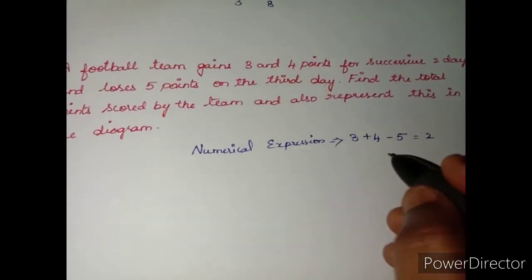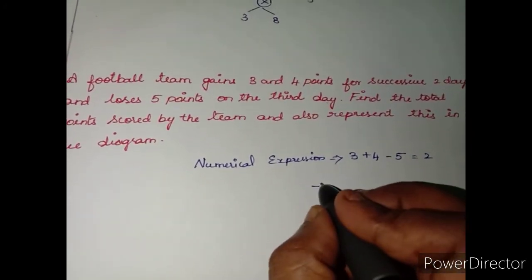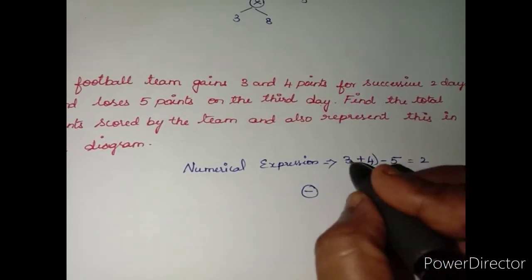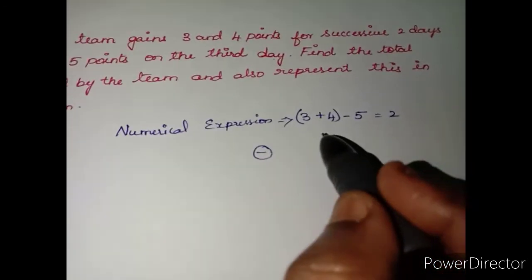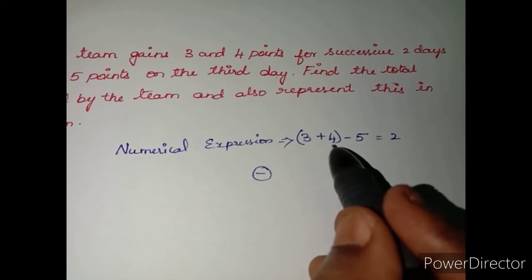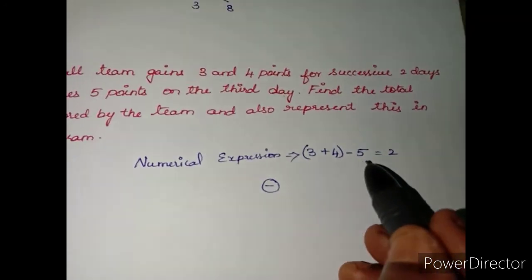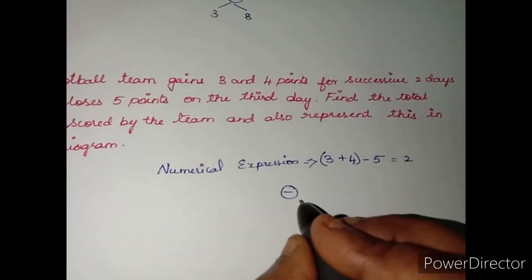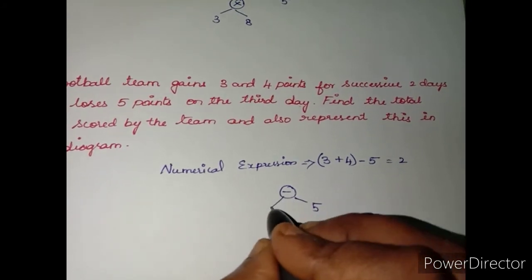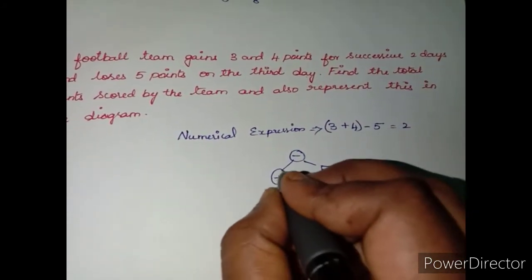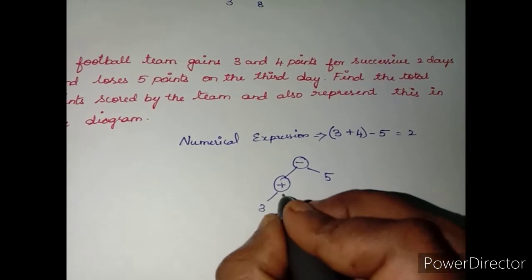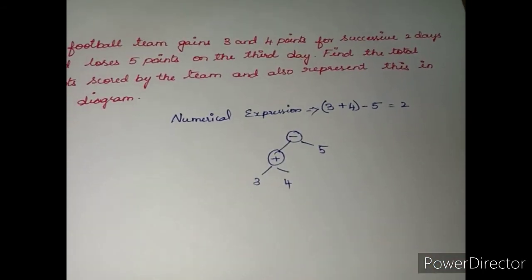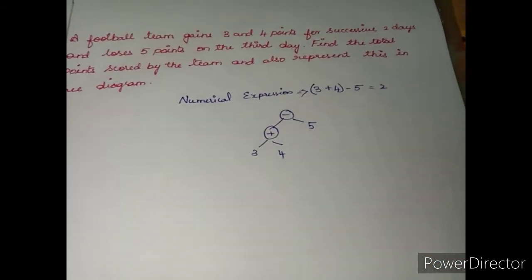So here, which will be the main operation? Subtraction. Okay, so why am I putting it here? These two, they have won. This one, they have lost. Okay, so 5, plus 3 and 4. Okay, so understood?